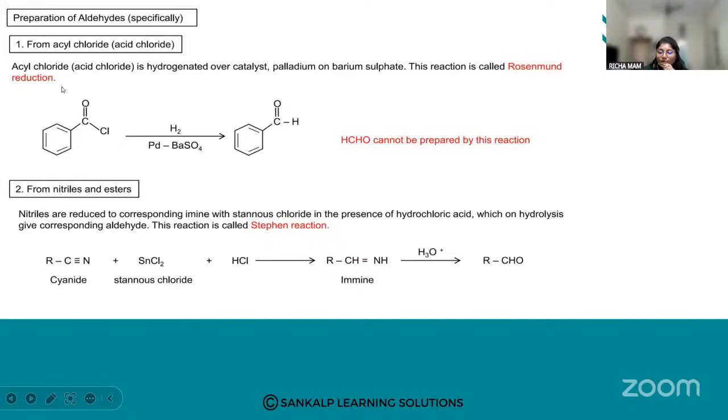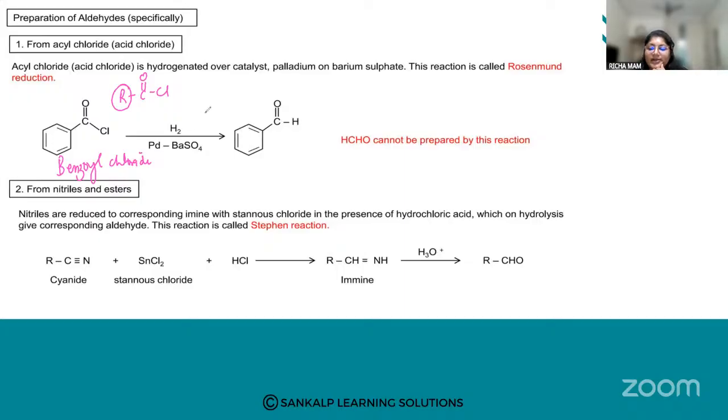So acid chloride. How do we write the structure of acid chloride? So this is your acid chloride. This is benzoyl chloride, an example. Acid chloride, how we had written: R, C double bond O, Cl. R can be any alkyl or aryl group. So this is benzoyl chloride.